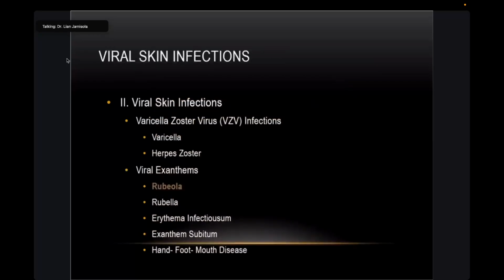Okay, so we're done with the varicella zoster virus infection. We now go to the other viral exanthems. Varicella presents with vesicles, right? Next, the exanthems would present with a maculopapular rash, except for hand, foot, and mouth disease later, which may also present with vesicles.